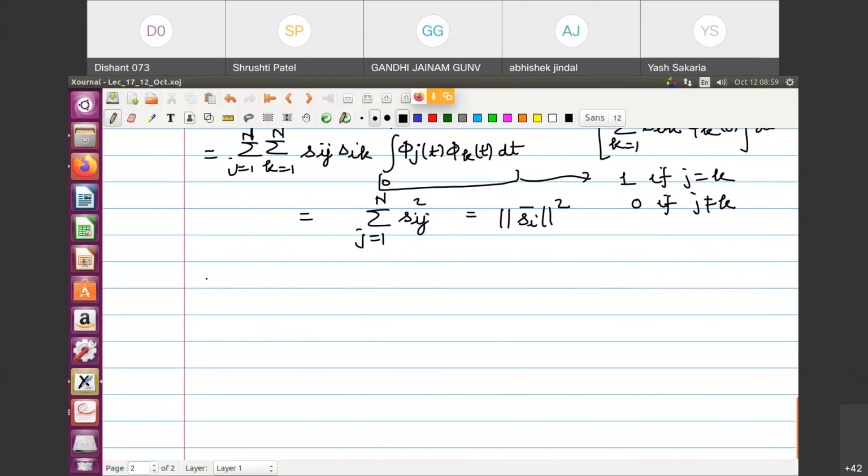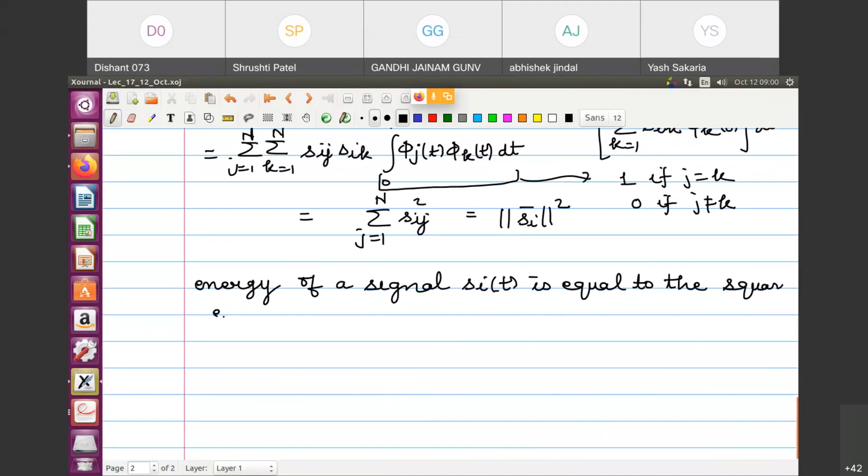So we have a straightforward analogy. The energy of a signal Si(t) is equal to the squared length of the signal vector Si representing it.